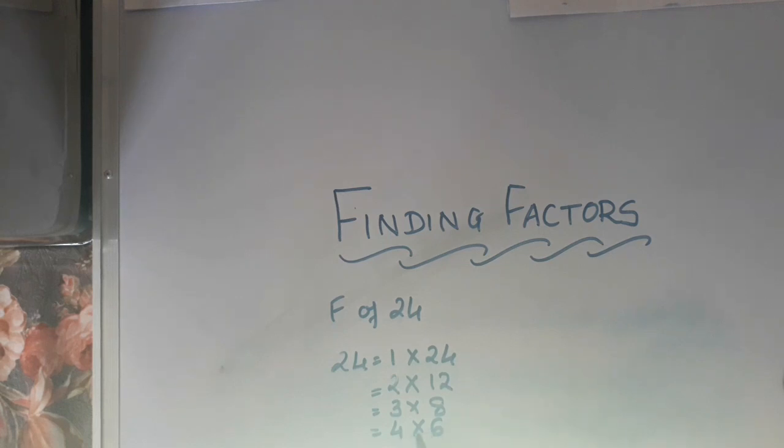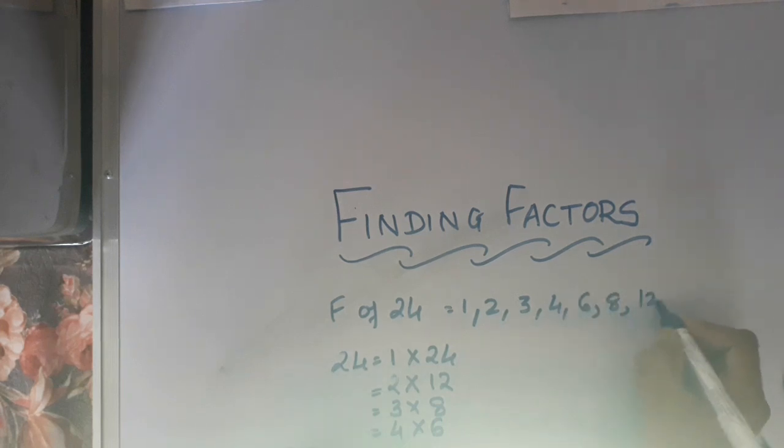Now in between 4 and 6 the number is 5. Is 24 divisible by 5? No. So 5 is not a factor of 24. Fine. So which are the factors of 24? You can write it in a sequence like this: 1, 2, 3, 4, 6, 8, 12 and 24.